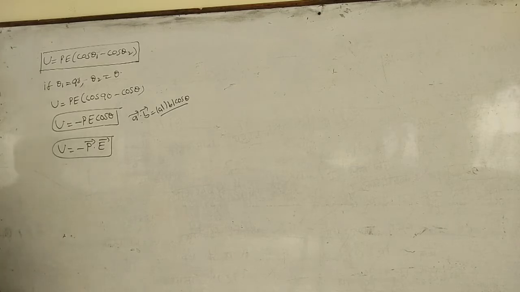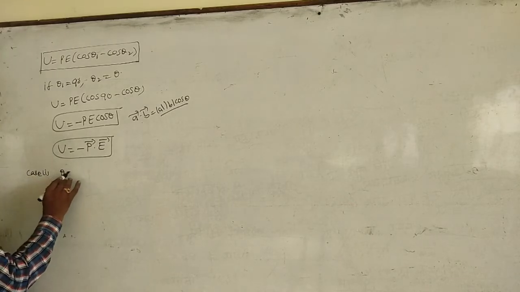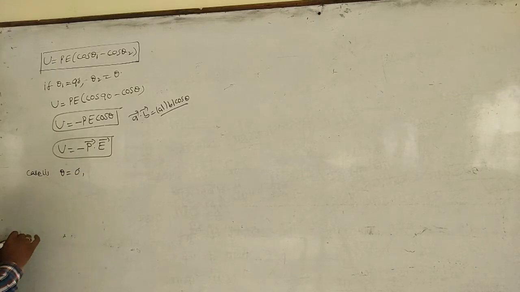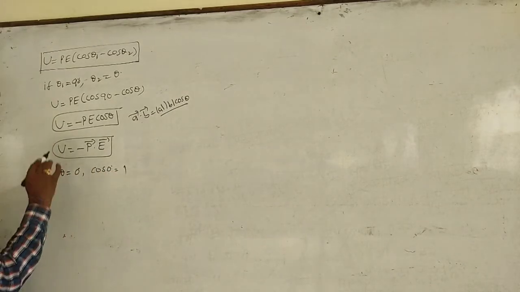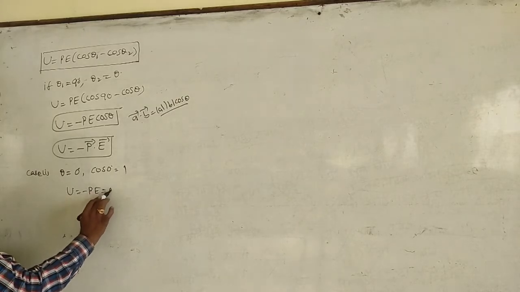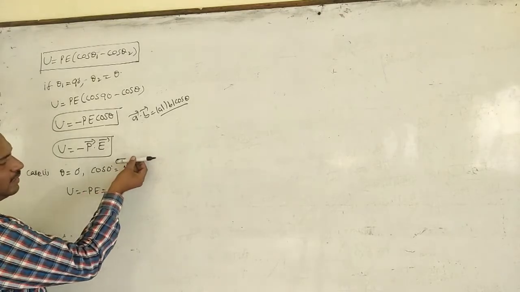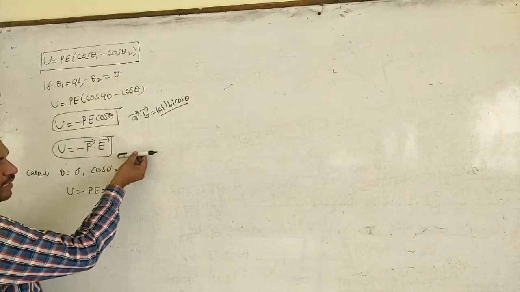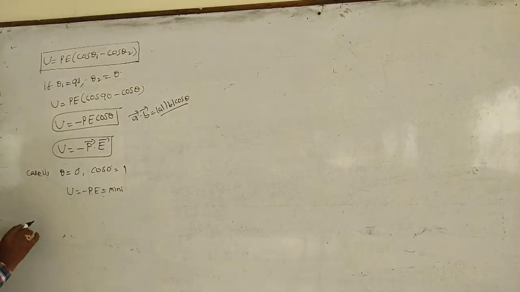Now see, the special cases. Case 1: if theta equals 0 degrees, cos 0 is how much? 1. Now potential energy U is equal to minus P E. This is the minimum potential energy. So when the dipole is placed in the electric field along it, its potential energy is minimum.